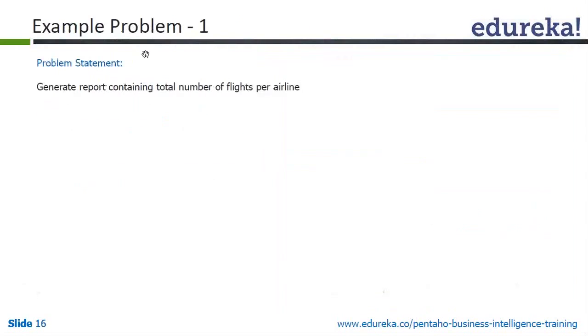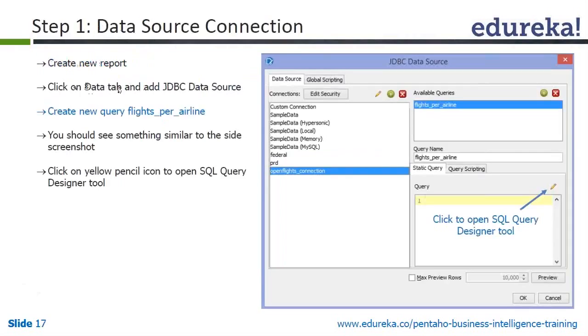So the problem statement is to generate a report containing the total number of flights per airline. This is a pretty simple scenario. You just want to list the total number of flights for that particular airline. It's simple SQL. We will go through it step by step. We have established the connection, open flights underscore connection. Now we have to build a query.